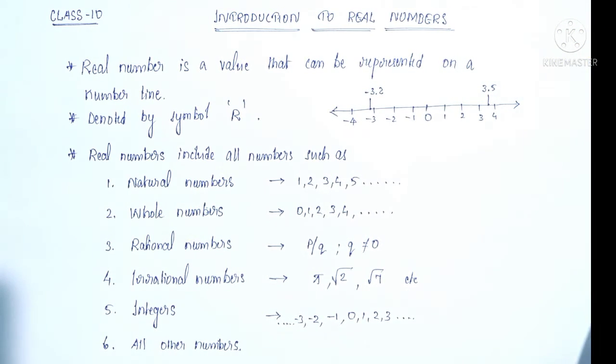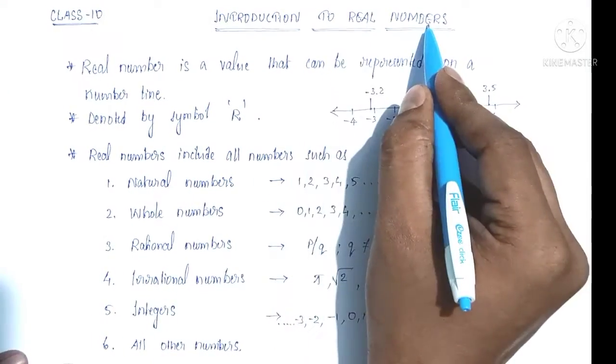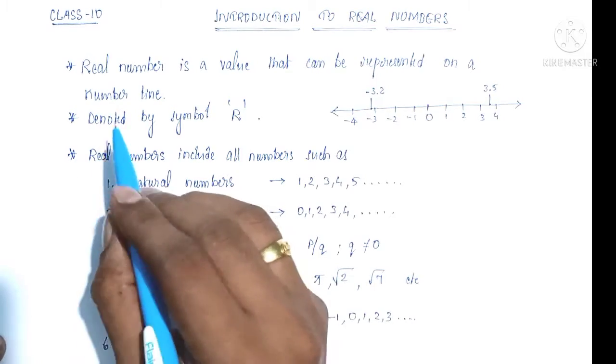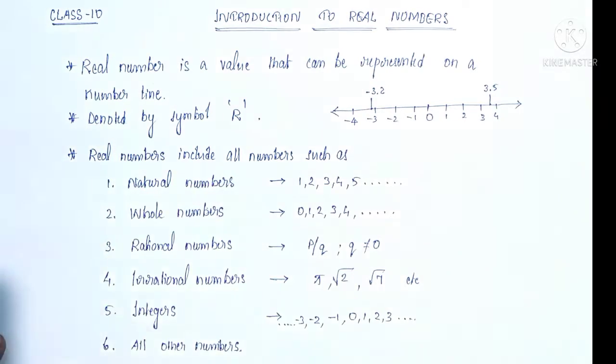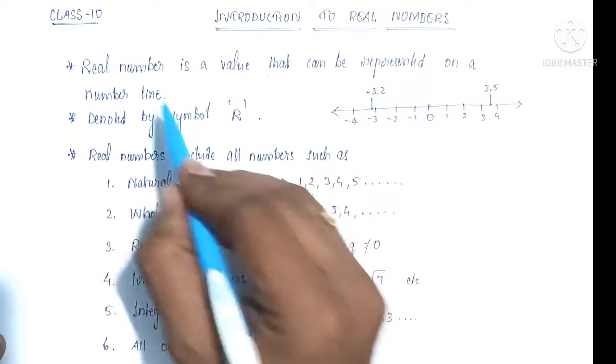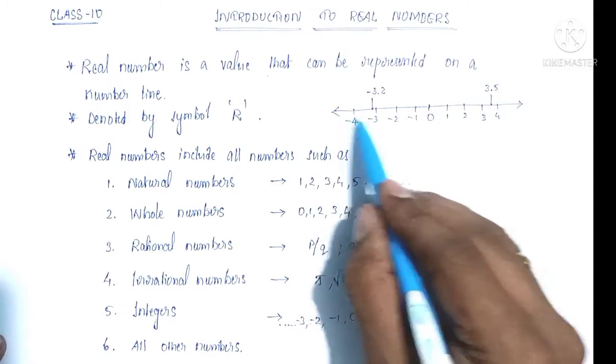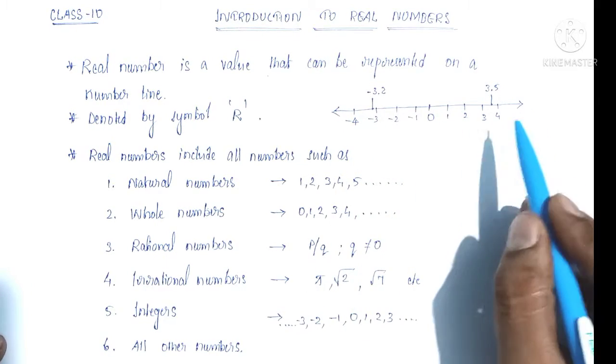Today we are going to see class 10 chapter 1, that is real numbers. So what is a real number? A real number is a value that can be represented on a number line. Any values that can be represented on a number line are called real numbers.